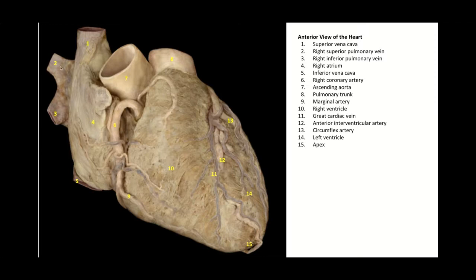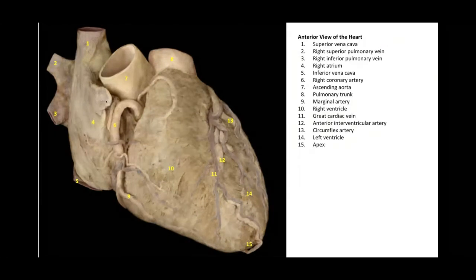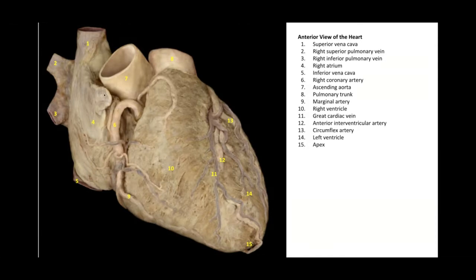You can see number 2 and 3, they are right superior and right inferior pulmonary veins. They bring oxygenated blood to our left atrium. And here you can see the right auricle. This is the right auricle.